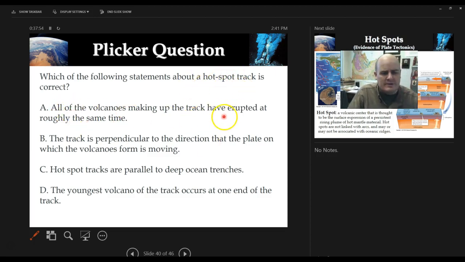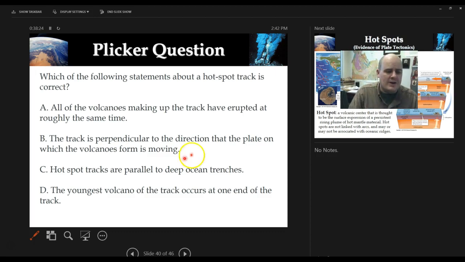All the volcanoes making up the track have erupted roughly at the same time, and that is not true. We'll talk about that in just a second. The track is perpendicular to the movement of the plate on which the volcanoes sit. We'll talk about this in just a second as well. As a plate moves over the hotspot, it will burn through and form a volcano. As it moves, another volcano will be formed, another volcano will be formed. So it's actually going to be parallel with the actual direction in which the plate's going.